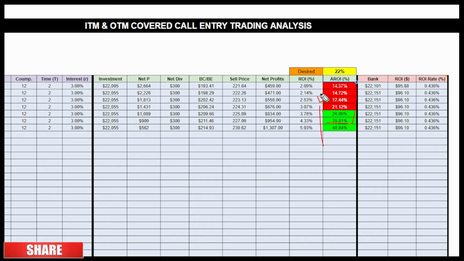This one, as you can see, is smaller, and it gets smaller and smaller in return. Why? Because here we have bigger downside protection. It's very uncorrelated. So basically, higher premium, lower downside protection. Lower premium, higher downside protection. They are uncorrelated to each other.